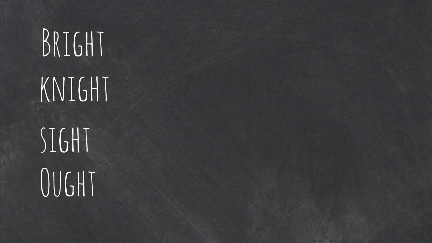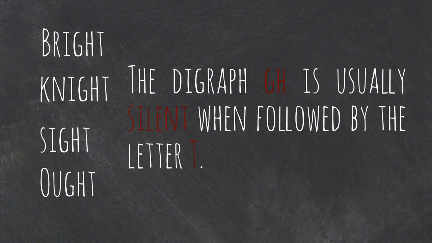This is bright, sight, and ought. And I want you to pay attention to the pattern that we're seeing in each of these words. And the pattern is this. The digraph GH is usually silent when followed by the letter T. In each of these words, GH as a digraph is followed by T, and it is rendered silent. We can utilize this generalization in wide ways.